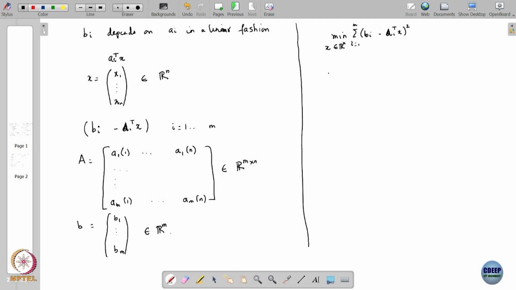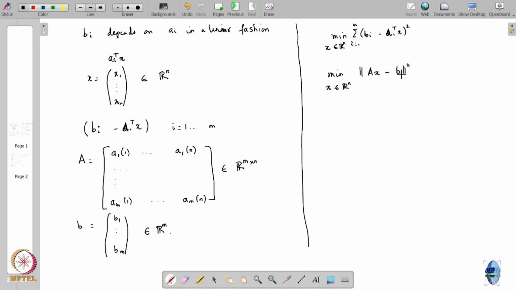Another way of writing the same thing is the norm of this vector Ax minus b. The L2 norm of that vector is what we are minimizing. All right.